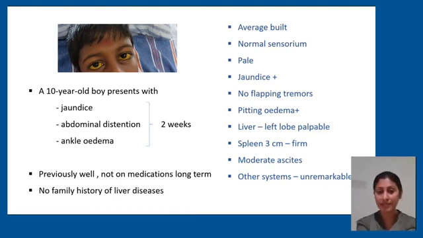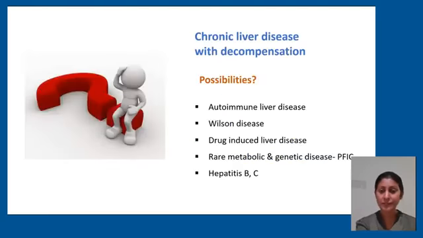What are the possibilities for the underlying etiology? These are the possibilities we would consider if you get a child with chronic liver disease at that age. Autoimmune liver disease and Wilson disease are very common. It's often the practice to look into very rare genetic and metabolic things, but mind you, autoimmune liver disease and Wilson disease would comprise 85 to 90% of the chronic liver diseases at this age. Then you have to think about drug-induced liver disease, rare metabolic and genetic causes, and hepatitis as well.